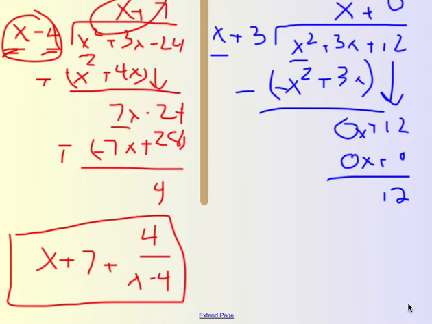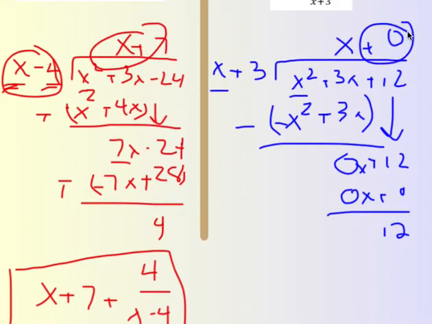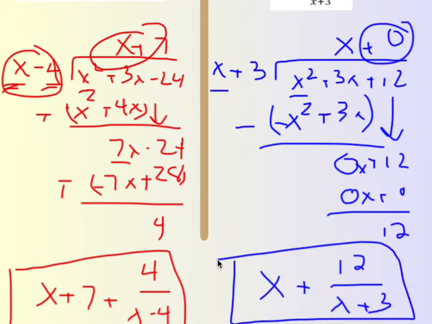So when I do that, I don't have to write this 0 here. We just won't have a number there. So I have an x, and then I'm going to go straight to my remainder. So I'm taking my remainder and then putting that over my original divisor. So that right there is my answer for number 8.